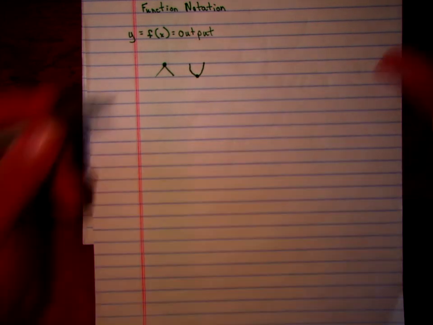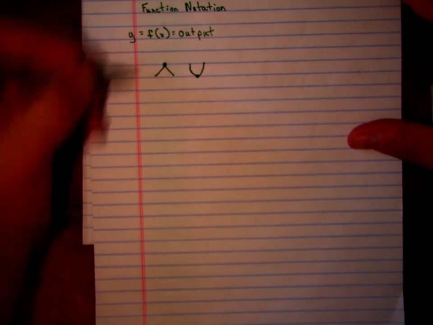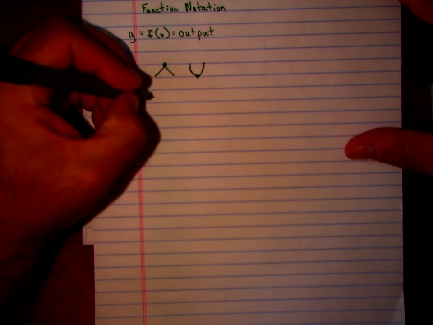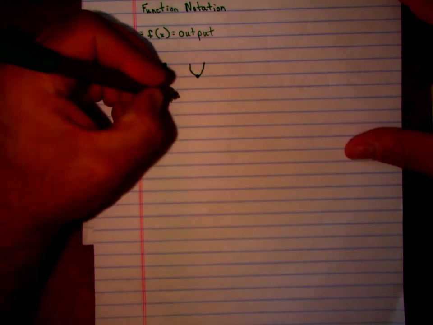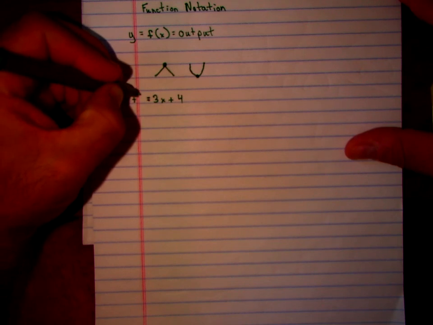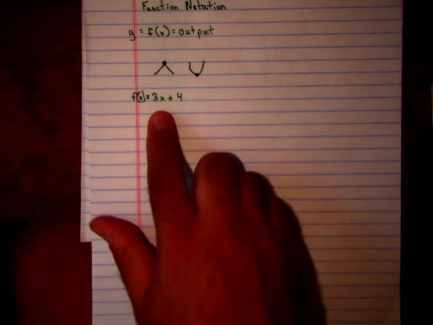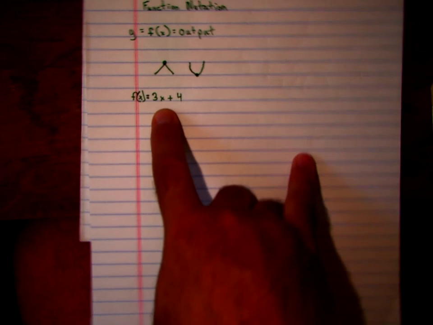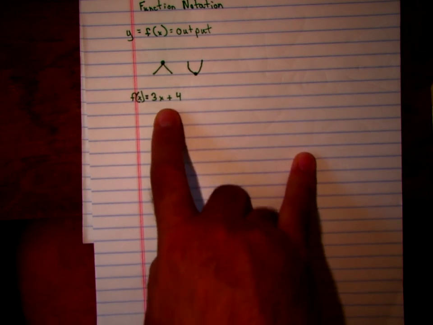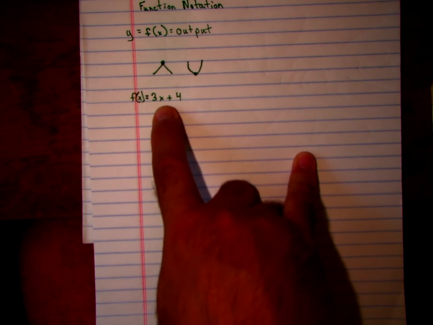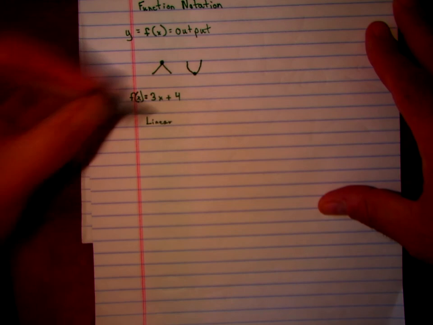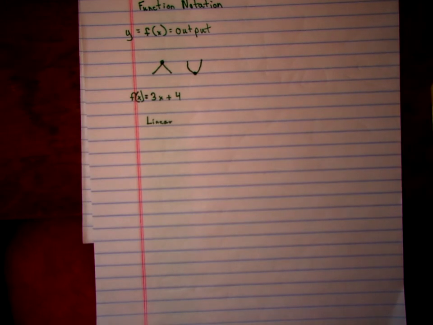All right, so here we go. Determining what the function is based on what you see in the problem. Where is the x? So here we go, function notation. F of x equals 3x plus 4. The x is in the problem. This is what we call linear. Okay. Your basic linear equation.